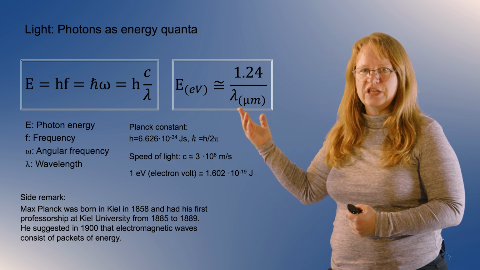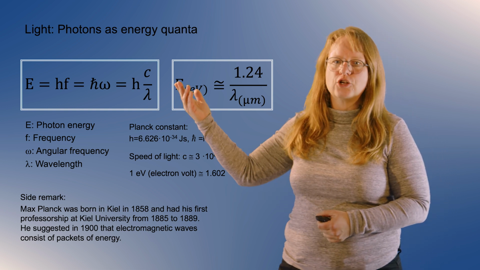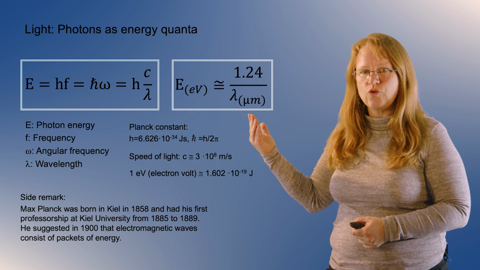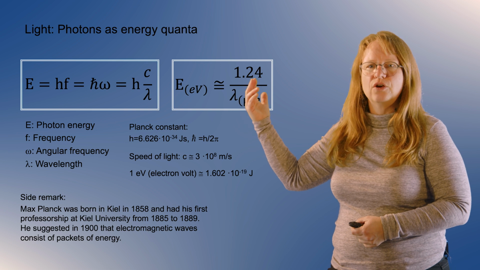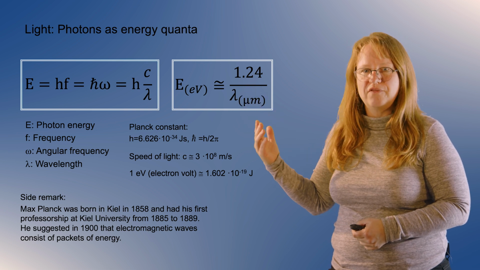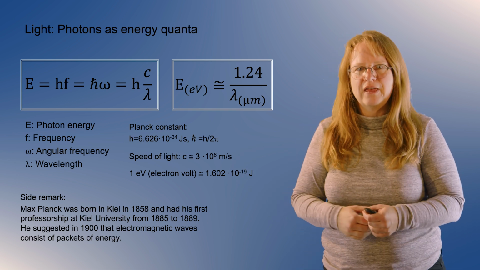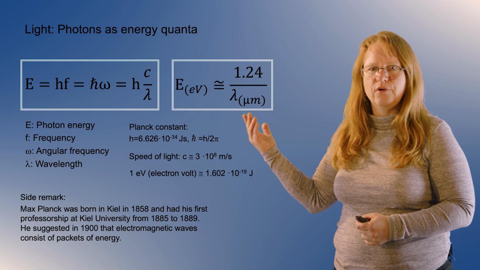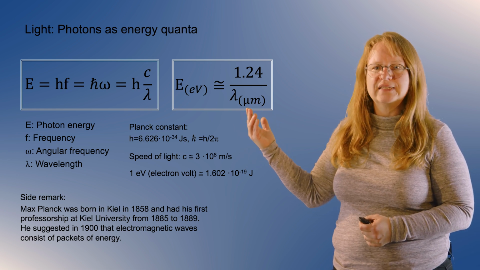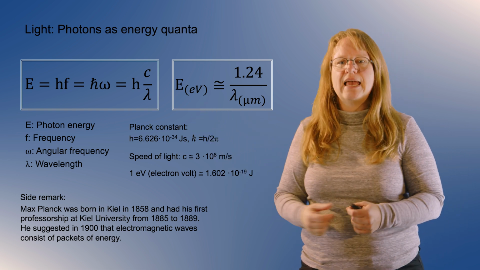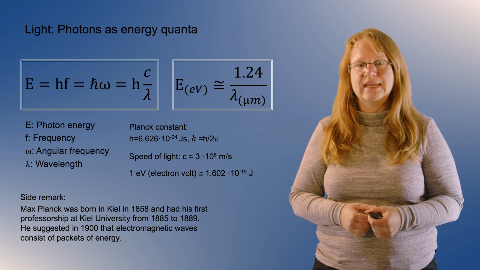This formula I put down here is another useful formula in order to calculate the energy of a photon in electron volt for a given wavelength in micron. So if you have 1 micron of wavelength, you divide 1.24 by the wavelength in micron, and get that this is 1.24 electron volts. Or if you have correspondingly a wavelength of 500 nanometers, you have to put in here 0.5 microns and you obtain 2.48 electron volts for the energy of the photons.